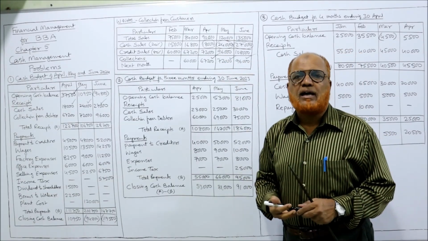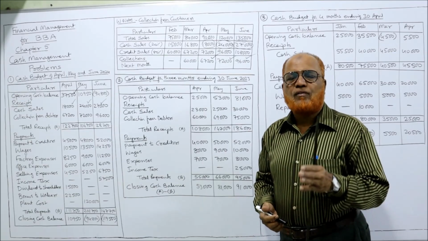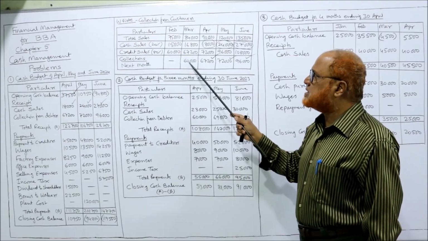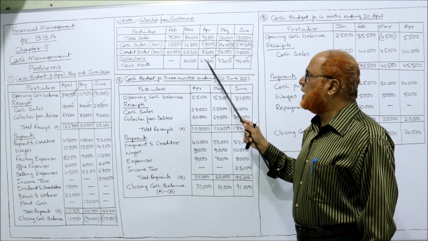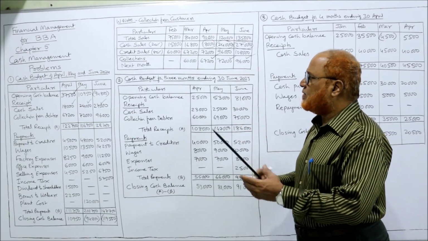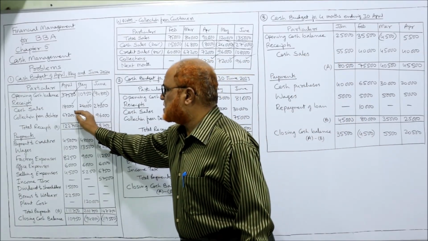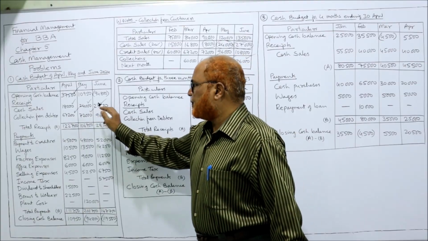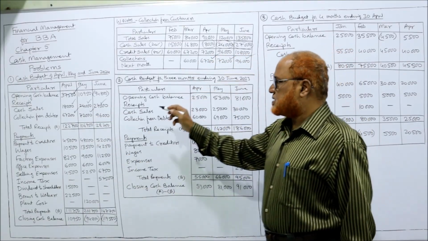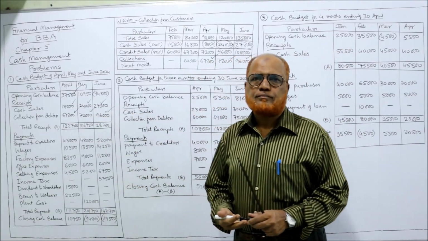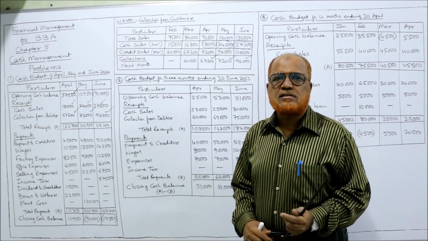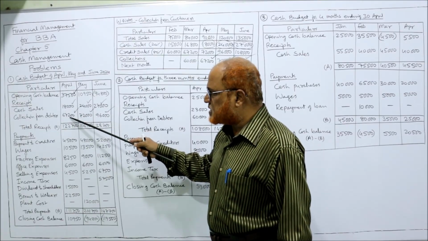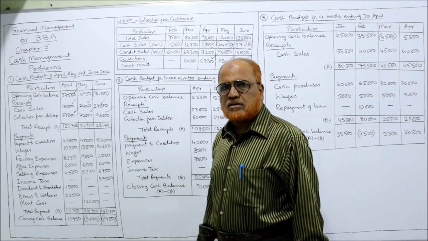So actually we need collection from debtors for April, May, June. So April how much? 60. We don't require this March. We want only April, May, June. 67,200. Here I have taken 67,200. Next is 72,000. Next is 96,000. That's all. I have taken the receipts. Now if you take the total receipt, 37,500 plus 18,000 plus 67,200, it is 122,700.